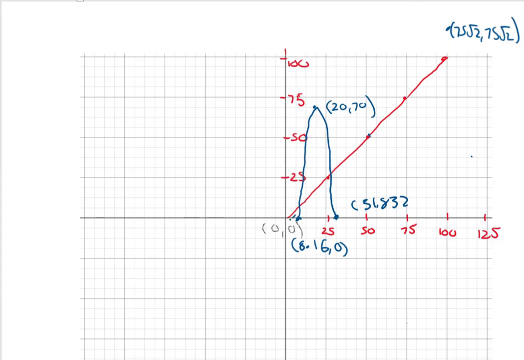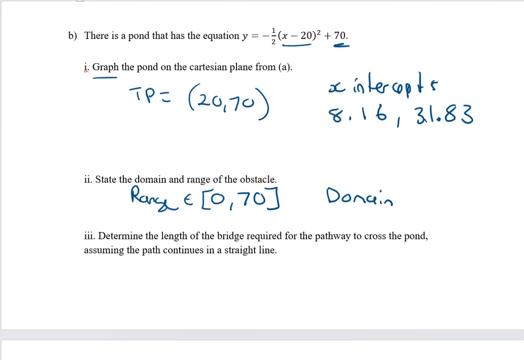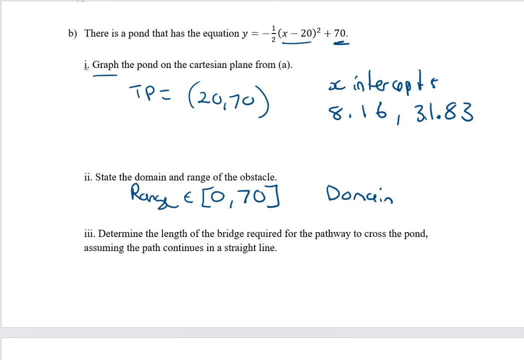Again, if I go here, it is between these two x values, because those are the widest points of our lake in the park. So again, I can just write that down. So domain elements are 8.16, comma 231.8. Again, inclusive.